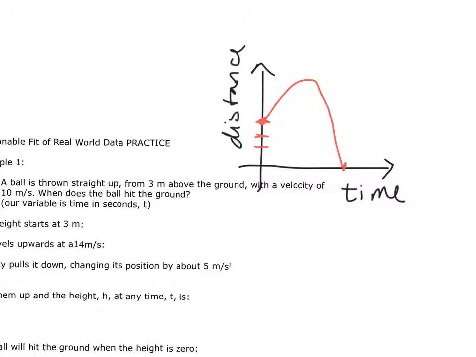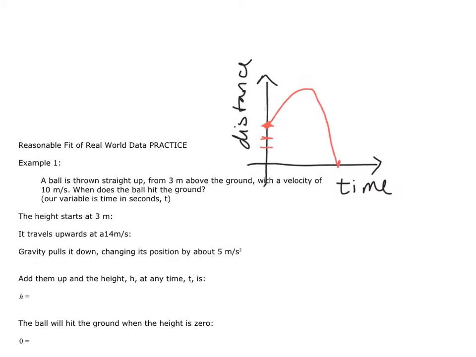It'd be negative because it's below the ground, right? So here, let's think about this problem. What kind of ball do you think that we're throwing here? A baseball, a tennis ball, a football, right?